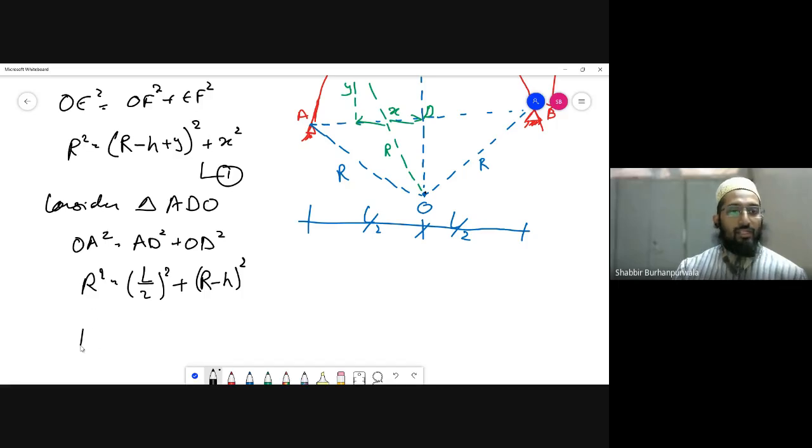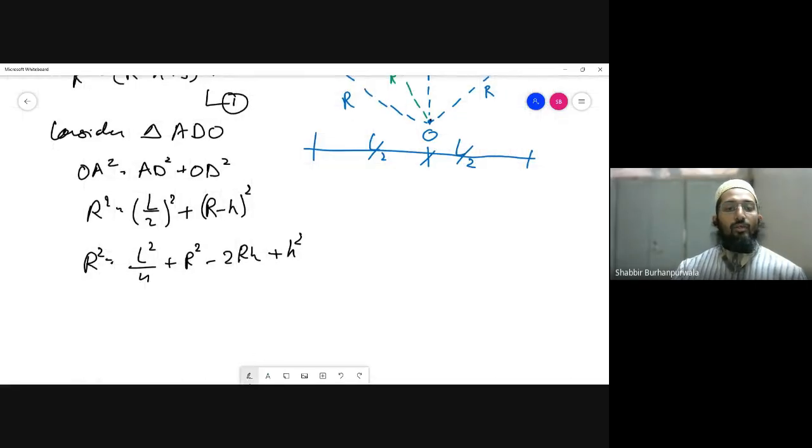So simplifying the equation, R square is equals to L square by 4 plus this is A minus B the whole square. So R square minus 2RH plus H square. Okay, so you can see over here that this R square and R square will get cancelled out, and basically I want the formula for R.